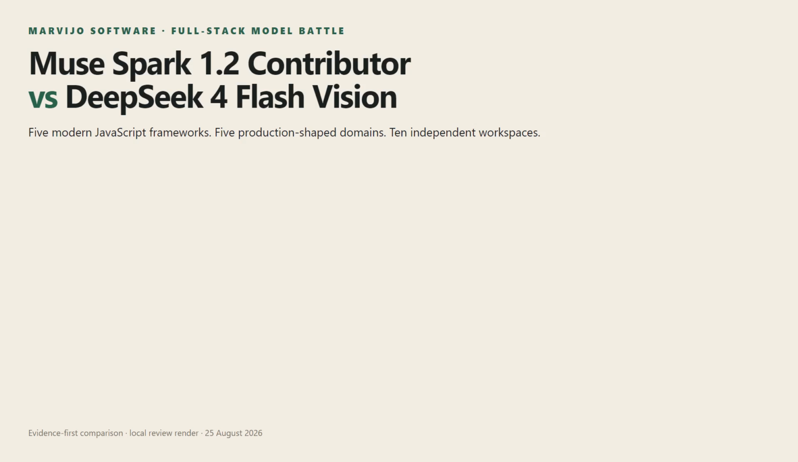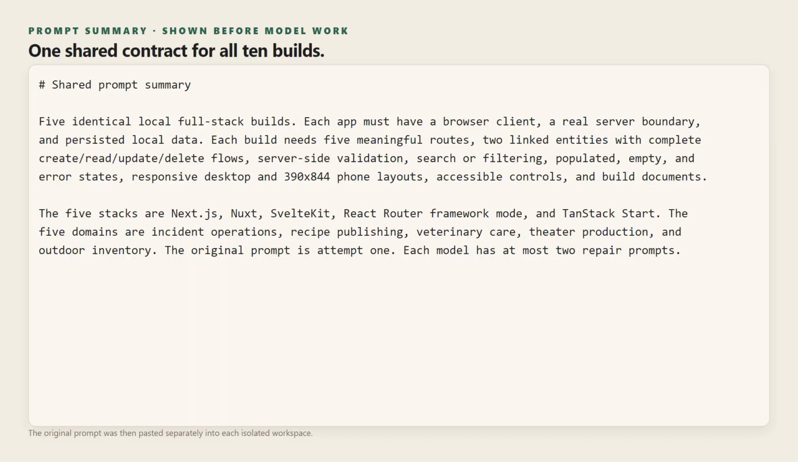This is Marvijo Software, and today Muse Spark 1.2 Contributor faces DeepSeek 4 Flash Vision across 5 full-stack websites. Before either model touched a file, I froze one shared contract. Real routes, real data, server validation, search, errors, and a responsive phone state.